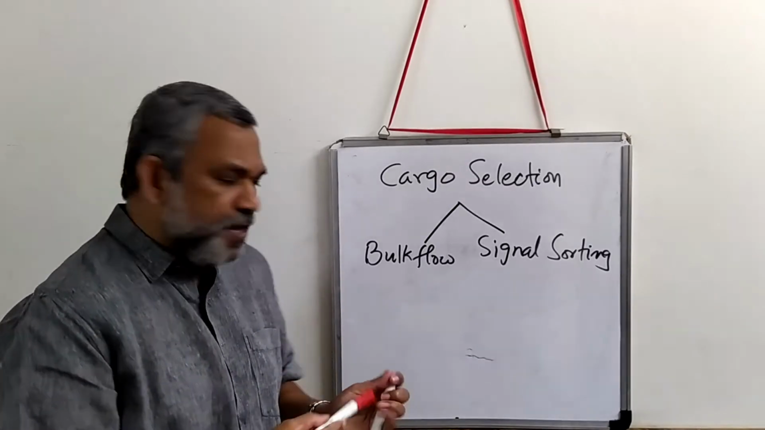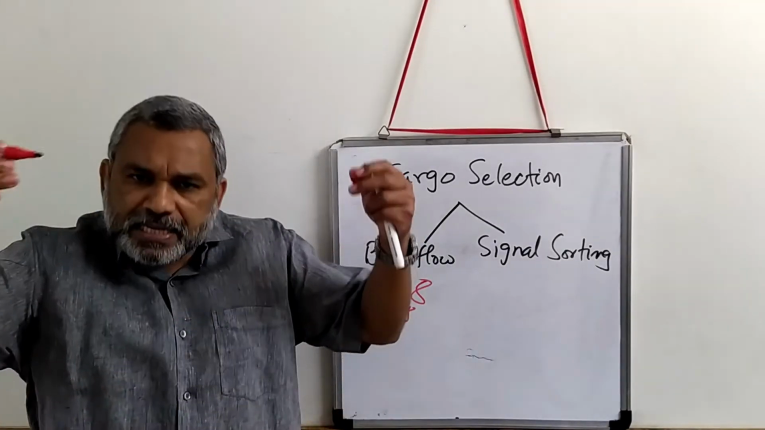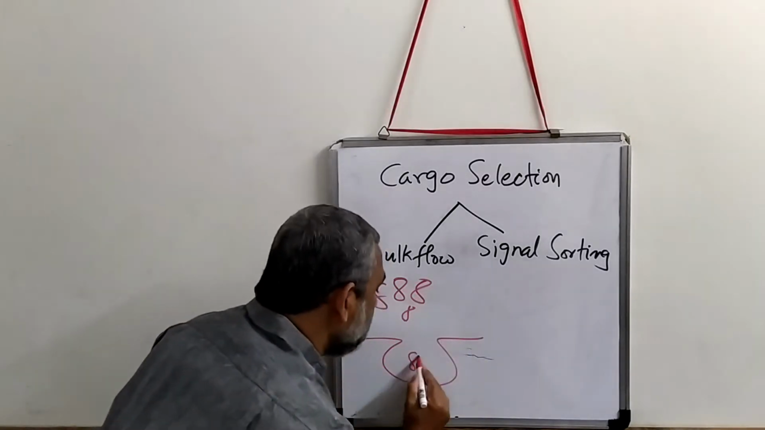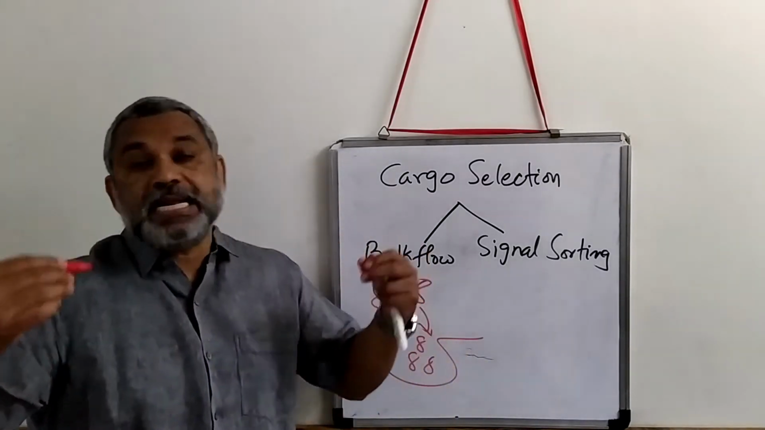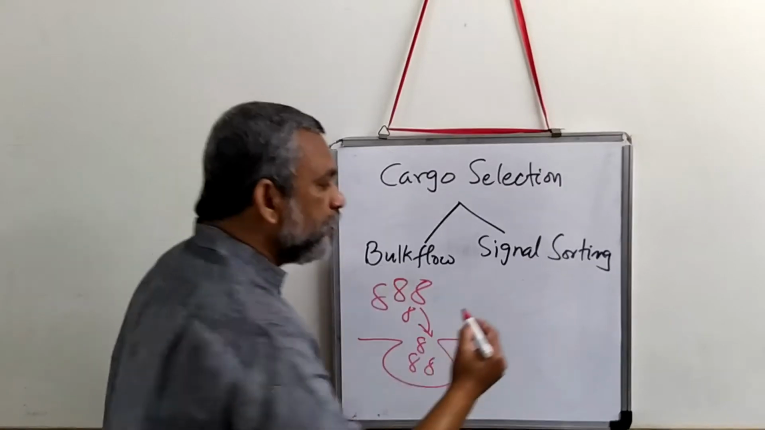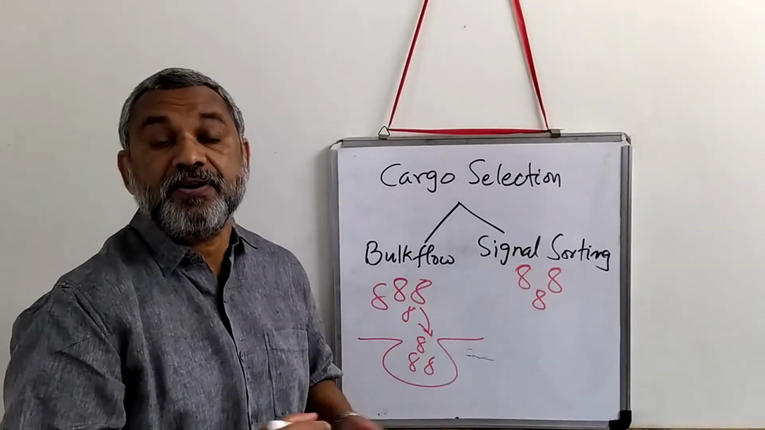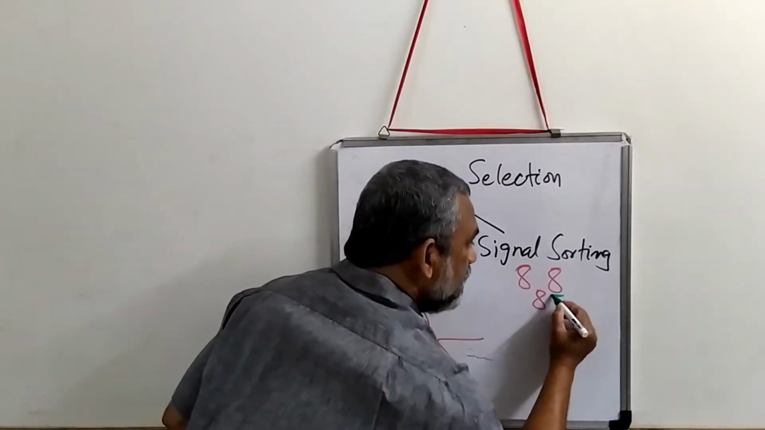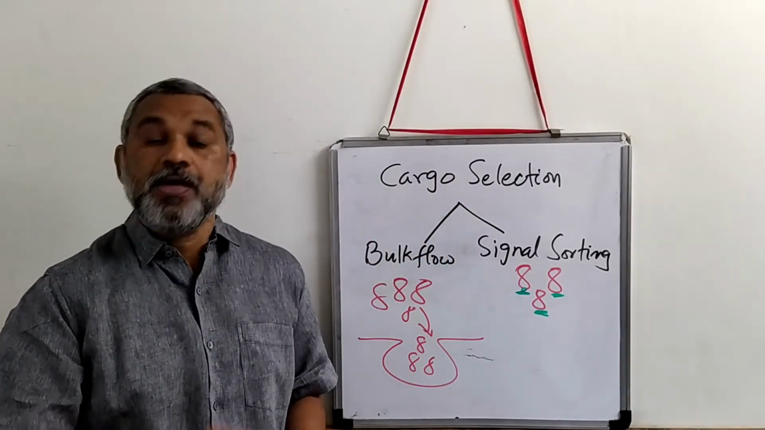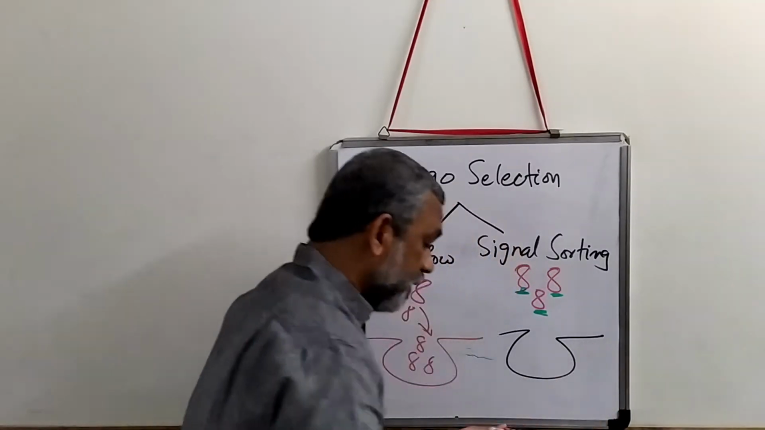Bulk flow: assume these are the proteins, and these proteins are directly taken inside the forming vesicle. That is bulk flow. In the case of signal sorting, if this is a protein that has to be transported, this protein will have a signal present. The signal will say where it has to be directed. Based on the signal, the proteins are selected into the cargo.